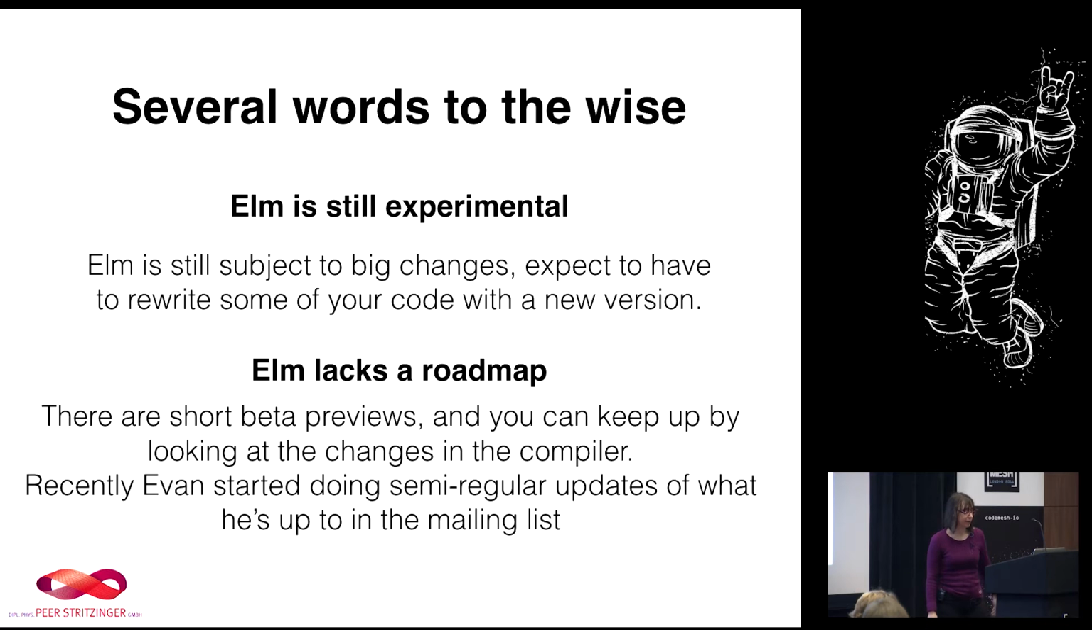And correlated to that is Elm lacks a roadmap. It's all in Evan's mind, and we're not quite privy to what goes on in it. We're more privy now because he does share with the mailing list, the Elm dev mailing list, what he's thinking about. So at least you know what's going on in his mind and what he's working on. But between 0.16 and 0.17, you could only know that by checking out the commits on the Elm compiler repository, which I didn't do.